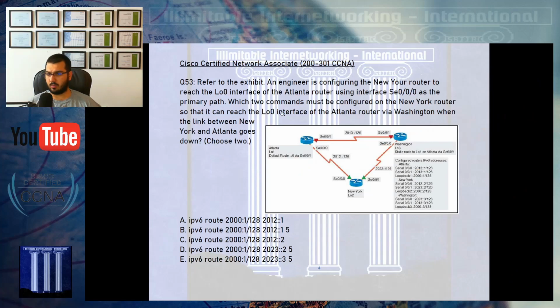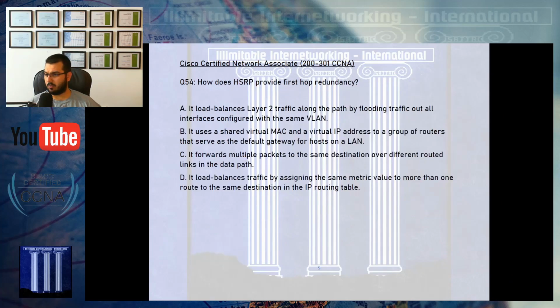Okay, let's jump into question number 54. How does HSRP provide first hop redundancy? I have already discussed that in question 52, I believe. But let's see the replies. A, it load balances. There is no load balance. Okay, so there might be VLANs, but there is no load balancing in the FHRP or HSRP.